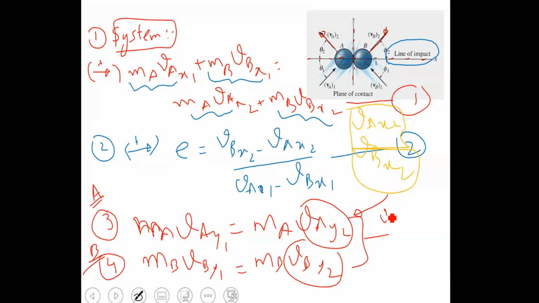Now you can find VA2, which is equal to the square root of VAX2 squared plus VAY2 squared. Similarly, you can find VB2 to be equal to the square root of VBX2 squared plus VBY2 squared. इससे आपको इन दोनों फाइनल वेलोसिटीज के मैग्नीट्यूड मिल जाएंगे. जहां तक ताल्लुक θ2 और φ2 का है, can you determine now θ2 and φ2? जी θ2 और φ2 कैसे आप फाइंड कर सकते हैं?